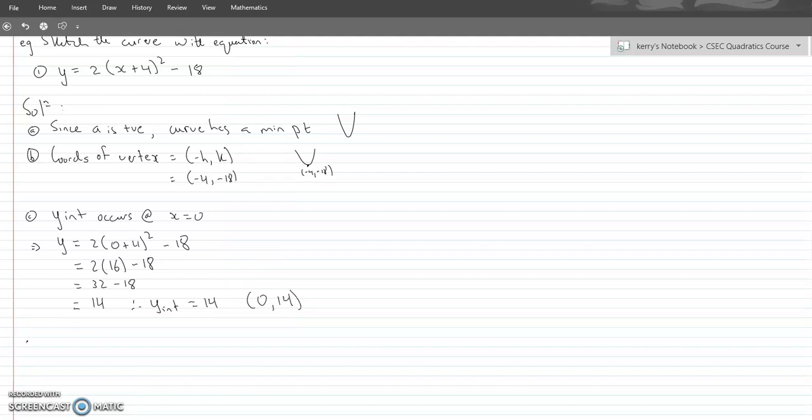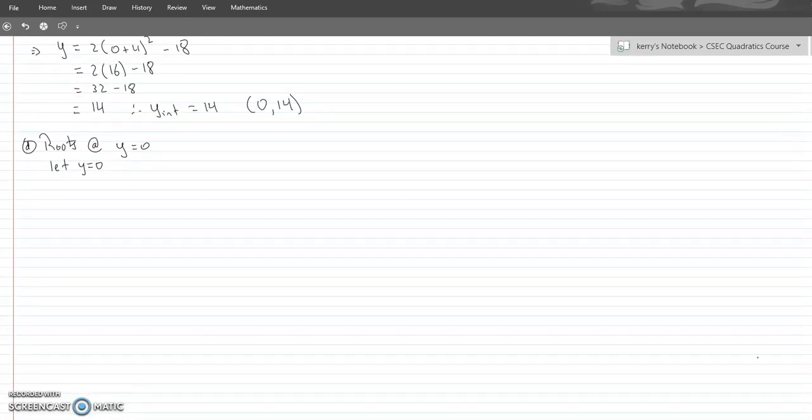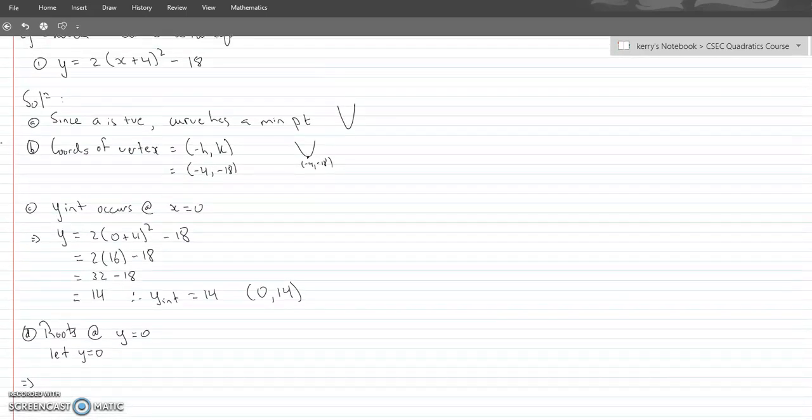Good. Part D now. But part D, we need to find the roots. Now, where do the roots occur? As we talked about in session 13 and 14, the roots occur at y is equal to 0. So you let y be equal to 0, right? So let y be equal to 0 and solve for x as the steps above told you. So in that equation, when y is equal to 0, it becomes 0 is equal to this.